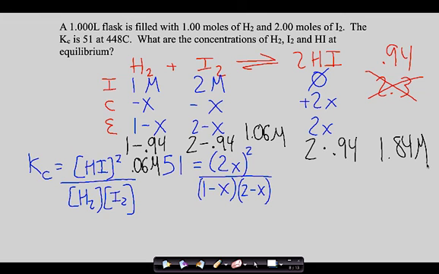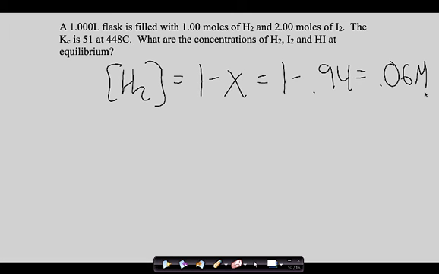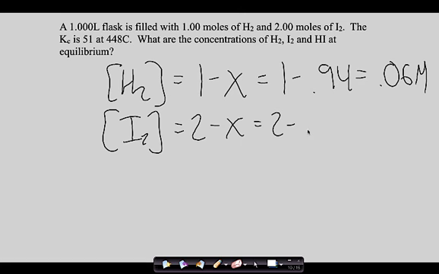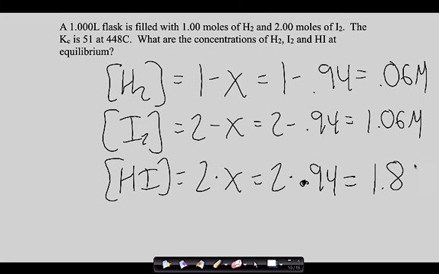Guys, understand you wouldn't do that math in the ice box. You would actually carry it on. What it should look like is this. You would go concentration of H2 is equal to 1 minus x is equal to 1 minus 0.94 is equal to 0.06 molar. Was that H2? Did I do that right? So concentration of I2 is equal to 2 minus x is equal to 2 minus 0.94 is equal to 1.06 molar. And then concentration of HI is equal to 2 times x is equal to 2 times 0.94 is equal to 1.88 molar. That's what the calculation looks like.